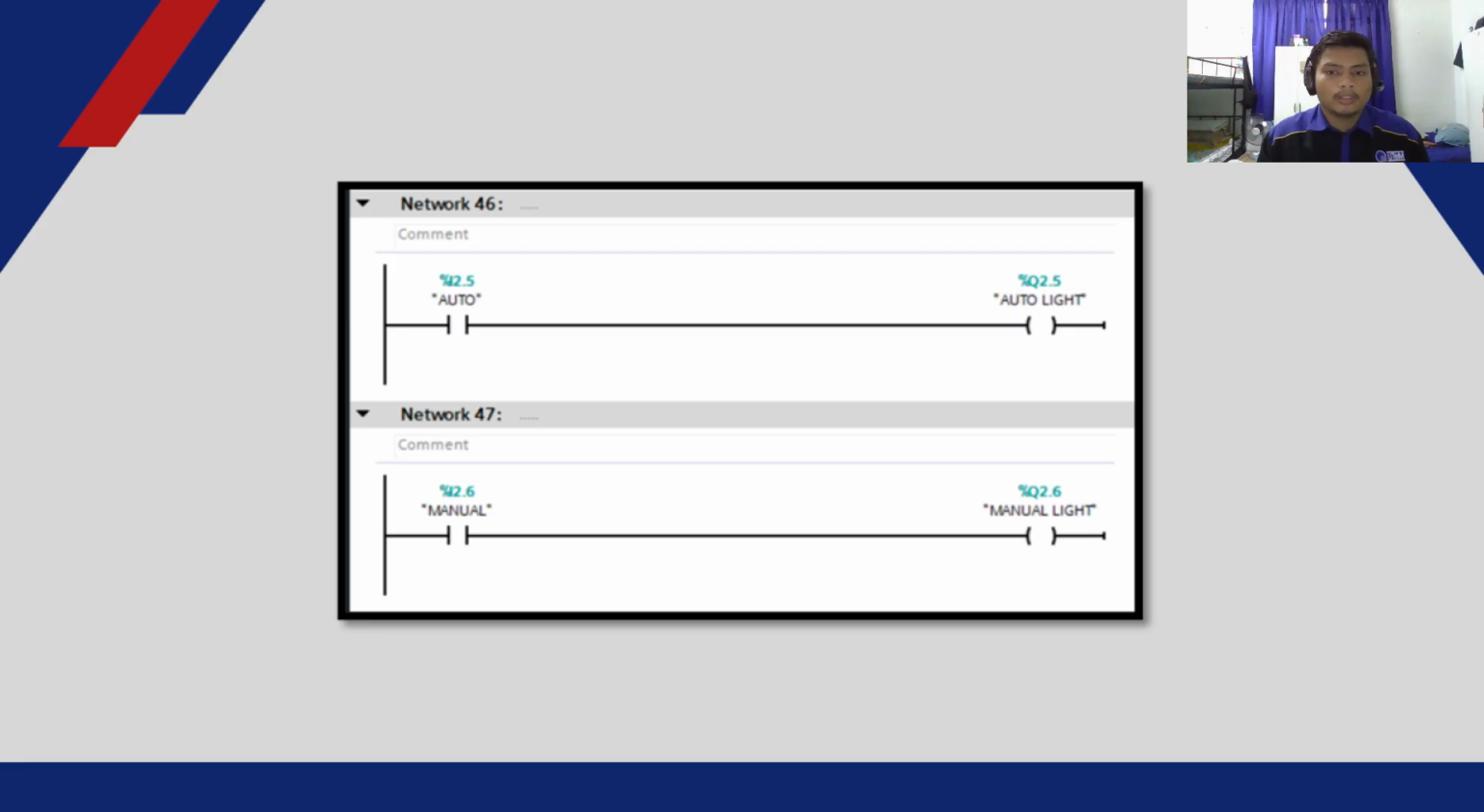When the auto mode is on, the auto light indicator will turn on. And when the manual mode is on, the manual light indicator will turn on.